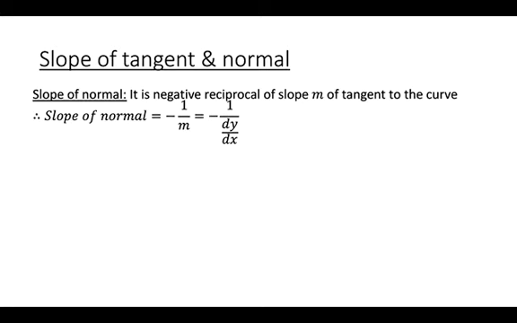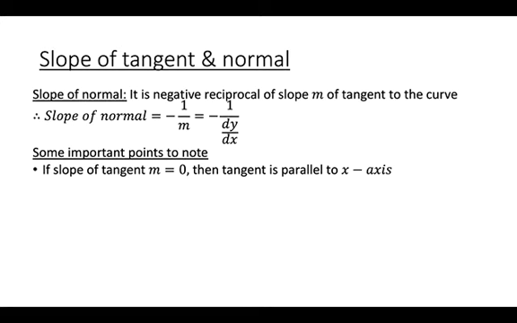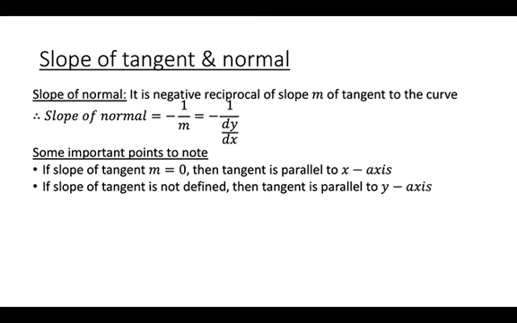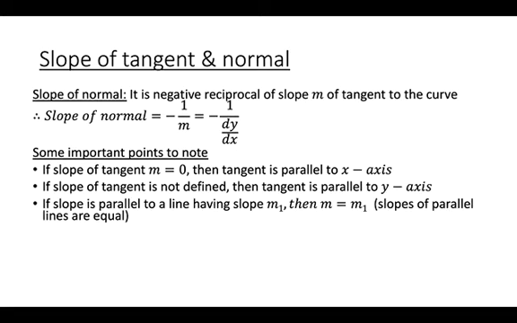Now, please note down these important points. Number 1, if slope m equal to 0, then tangent is parallel to x-axis. Number 2, if slope m is not defined, means if 1 by m equal to 0, then tangent is parallel to y-axis. Number 3, if tangent is parallel to a line having slope m1, then m equal to m1. We did in class 11, slope of parallel lines are equal.